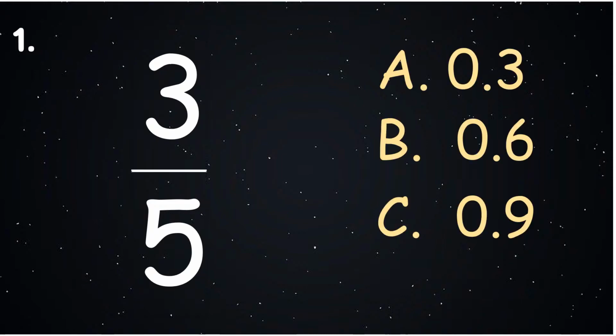Number 1. 3/5, or 3 over 5. What is the decimal form of 3 over 5? Is it A, 0.3, B, 0.6, or C, 0.9? If your answer is 0.6, that is correct.